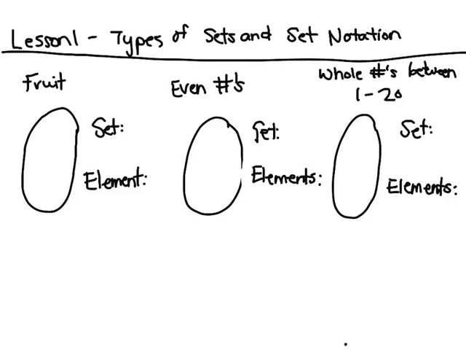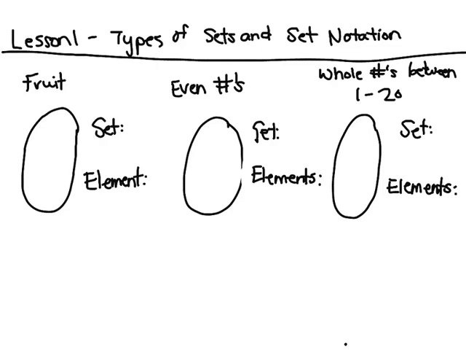Lesson 1, Types of Set and Set Notation. So a set is a group of objects. It can be any group of objects. And an element is the object that is part of the set. So we often put them in these oval shapes, and that is a type of notation to show that it is a set. It is a group of objects.